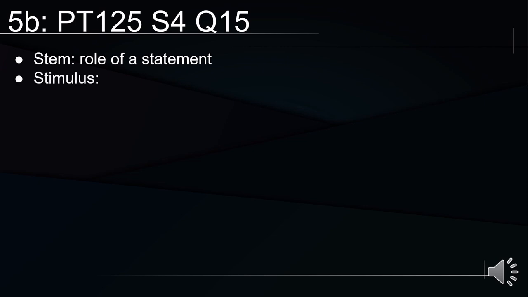So now let's push on to pattern 5B, and this is from a noticeably more recent exam, although it's still kind of old-ish. This is from PT 125, section number 4. This is number 15. So starting with the stem of this one, this is a roll-over statement question of all things. And looking at the stimulus, it's fairly simple.